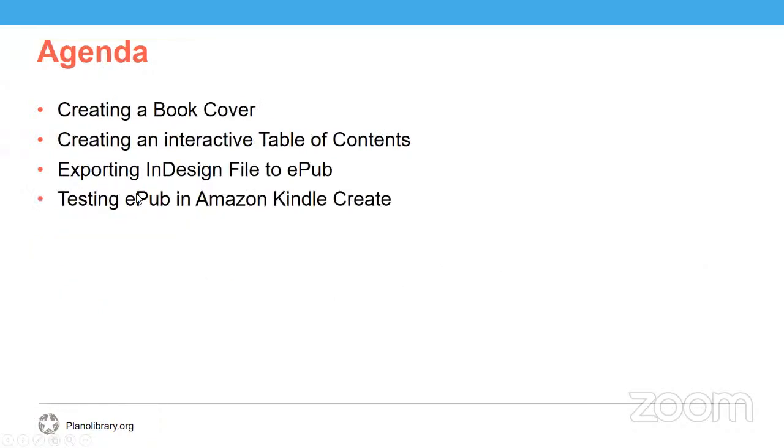Today's agenda is going over how to create a book cover and how to create an interactive table of contents for your book. And finally, most important is exporting your InDesign file to an EPUB and then testing that EPUB in Amazon Kindle Create. And if we have time, we will also test it in Adobe Digital Editions. Those are 2 completely free software that will open EPUB files, and it's a great way to test that all of your formatting has exported in the way that you want your book to be read. So that's what we're doing today.